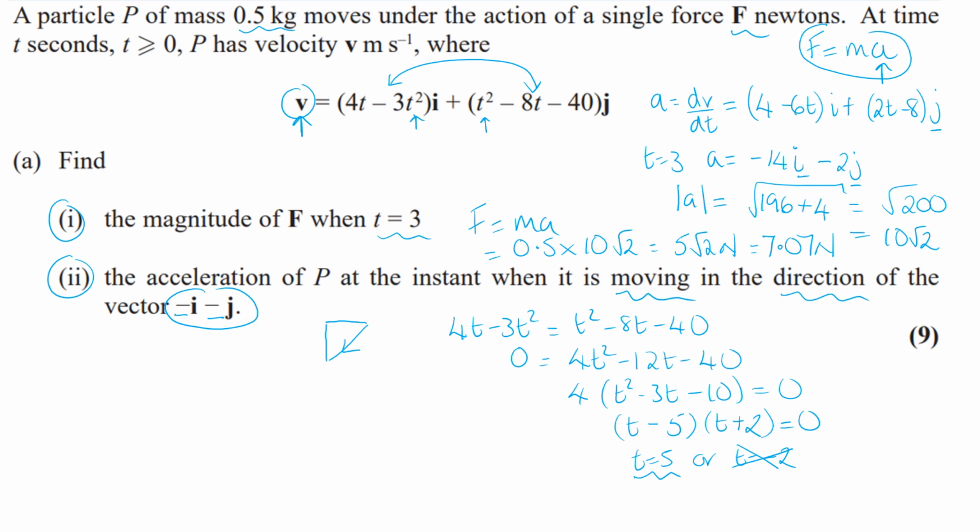And what we need to do is put 5 back into our acceleration equation. So when t is equal to 5, a is equal to 4 minus 30, which will be minus 26 in the i direction, and 10 minus 2 plus 2 in the j direction, and then give it some units. That will be meters per second squared.